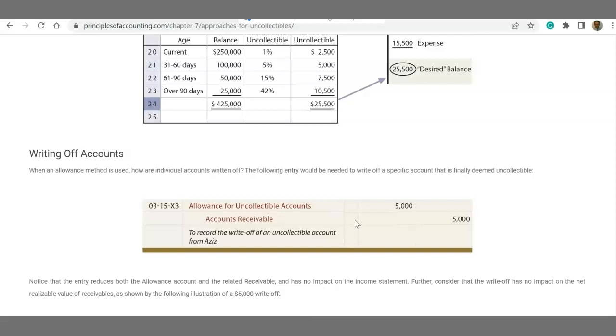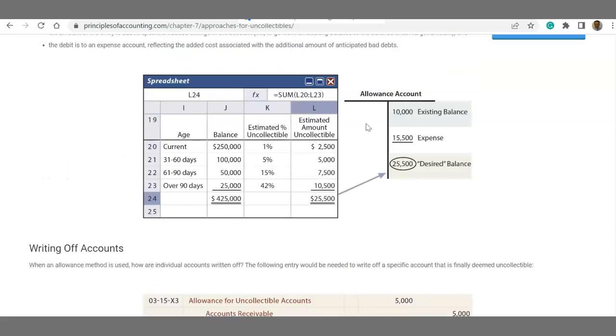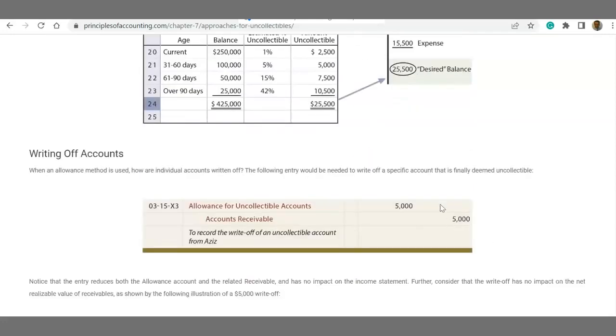In order to write off something in the future, let's say in the summer of 2022 or 2023, whatever, you finally decide that this is not collectible. So you debit allowance for $5,000 to reduce it, and you credit accounts receivable to reduce and close that existing balance that will not be collected as of that moment.